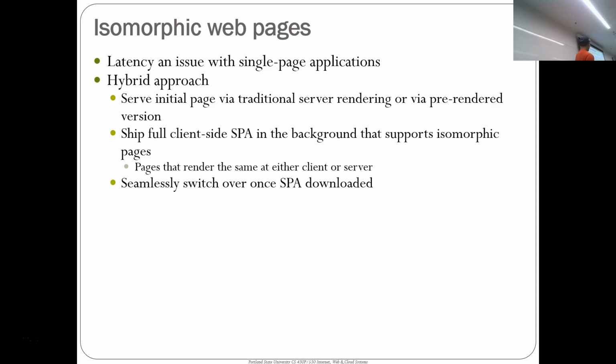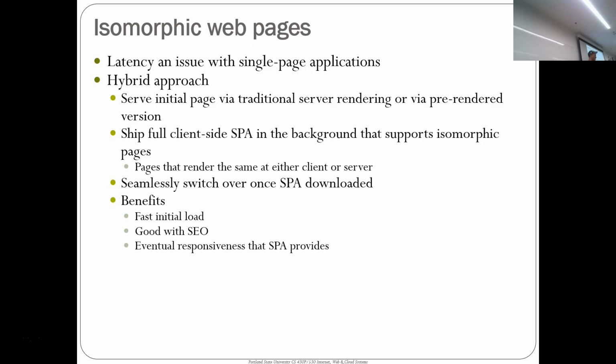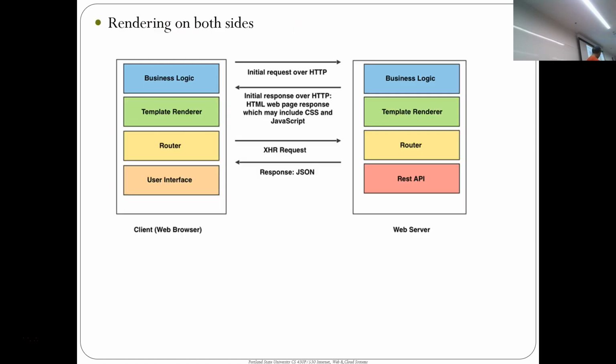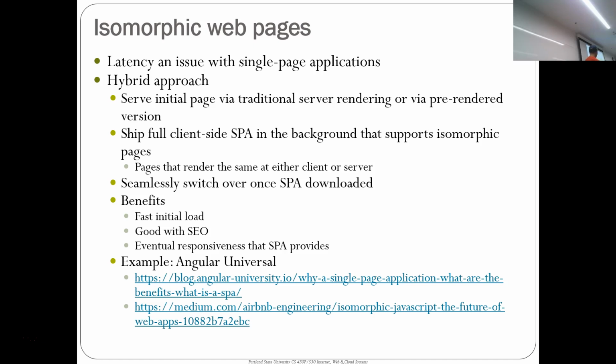So that's the magic of isomorphic web pages. Okay, so the benefits of this: fast initial load, good search engine optimization, and then eventual responsiveness. Once the single page application arrives, you get the responsiveness you would have gotten before. Here are some examples: Angular Universal, and an article on Airbnb that talks about their framework for web apps that uses isomorphism, because they, in particular, have multiple clients that they want the same thing to be rendered with.